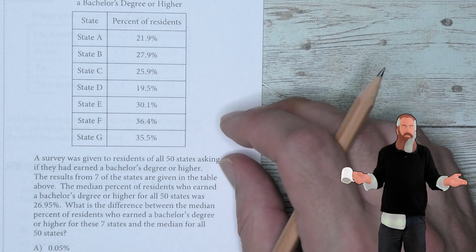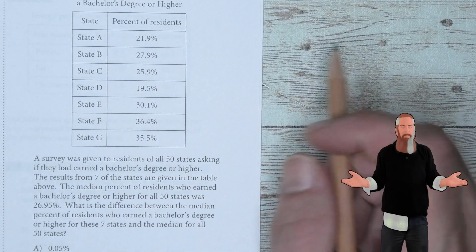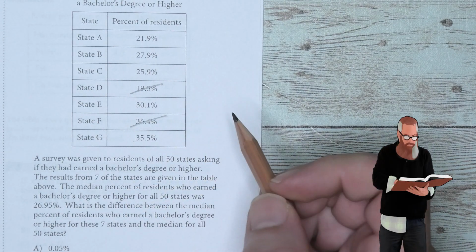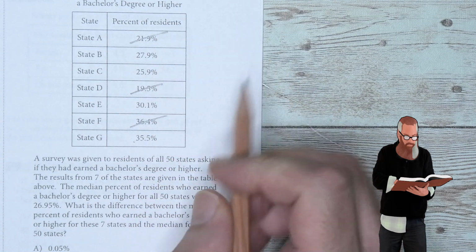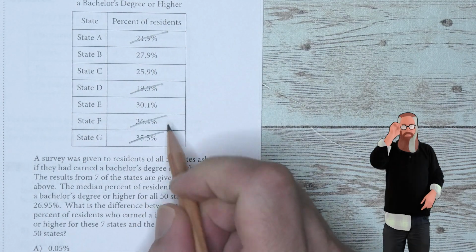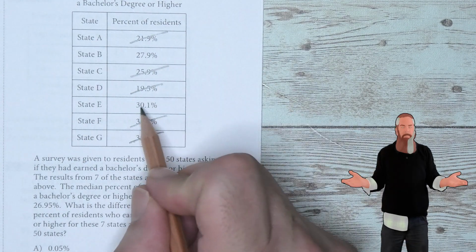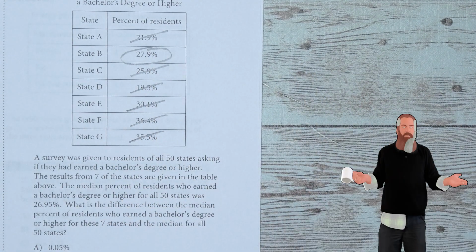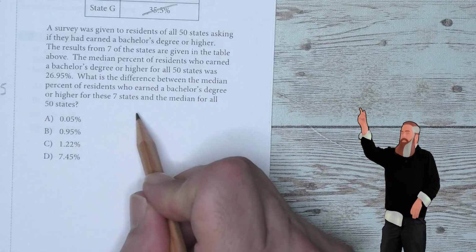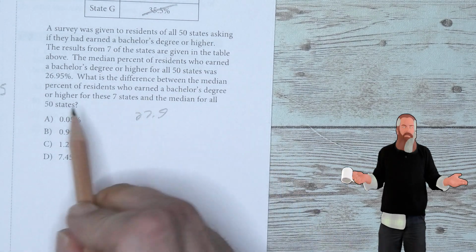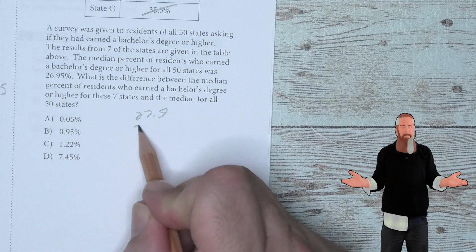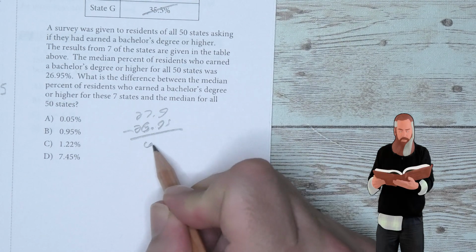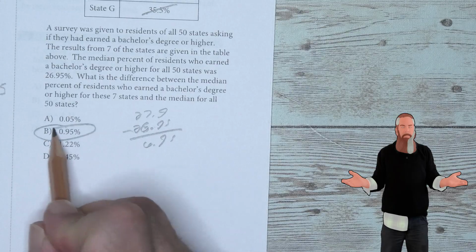So we need to find the median, which is the middle. So I'm going to go ahead and mark off the lowest and the highest. I'm then going to mark off the next lowest and the next highest. The next lowest and the next highest, leaving us a median, a middle of 27.9. Now, 27.9 minus the median for all 50 states, which was 26.95, gives us 0.95, so B is the answer.